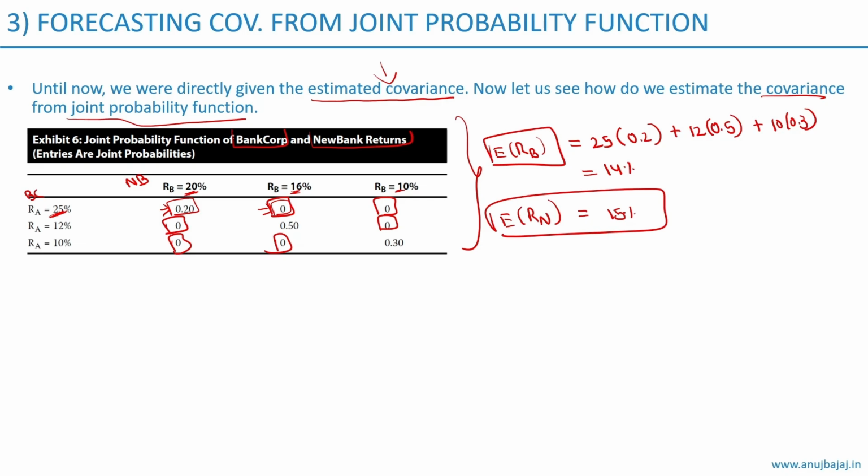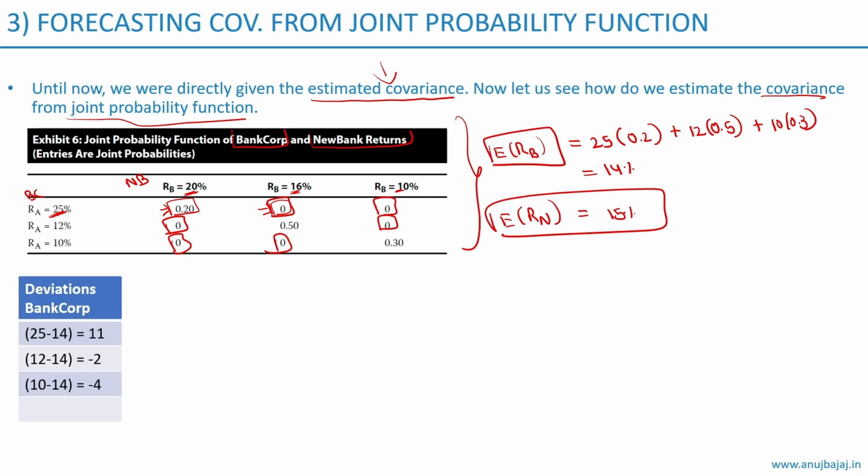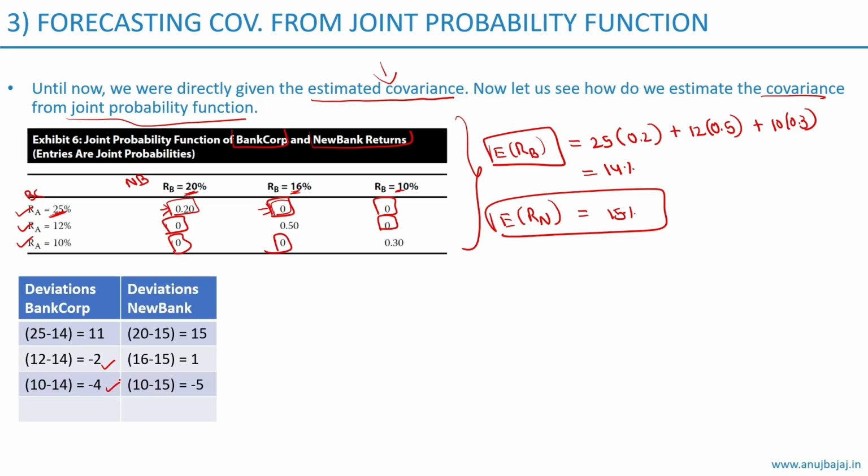So after you have forecasted the expected return, you calculate the deviation of each possible outcome from the expected return. So the first possible outcome is 25% and the first possible deviation is 11. Similarly, we have two more deviations, and we also calculate the deviation of each outcome of the new bank's return from the expected return. So we have three deviations. Then we multiply each of the deviations and we get this.